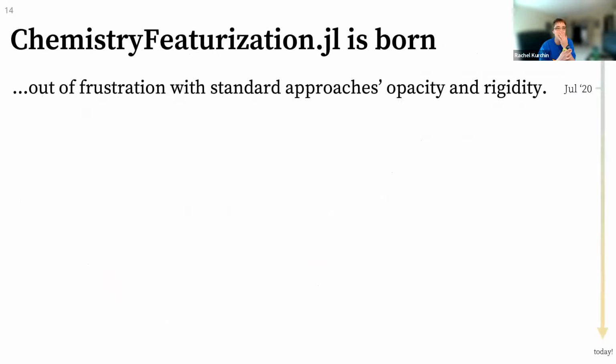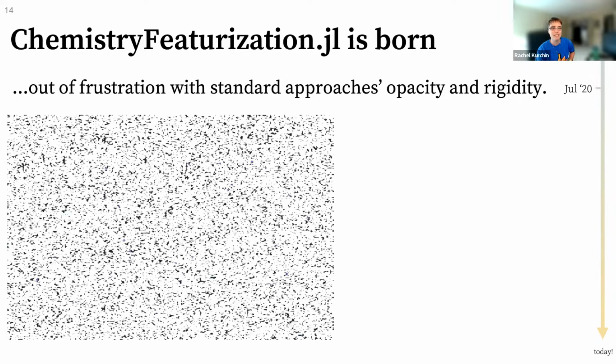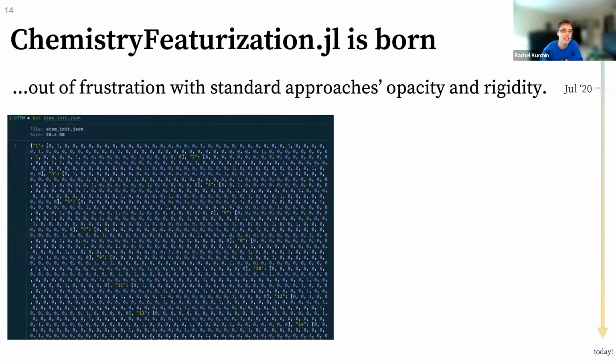So okay, ChemistryFeaturization was born out of my frustration. This is exactly the package that I developed to build these feature vectors, and it was born approximately out of my frustration with standard approaches, both the opacity and the rigidity of them. And this is not really to pick on cgcnn.py in particular. They really broke a lot of ground in a lot of ways. It's also an MIT project out of my own DMSE department, course 3. But I was not necessarily happy with it when I dug in and learned how to use it.